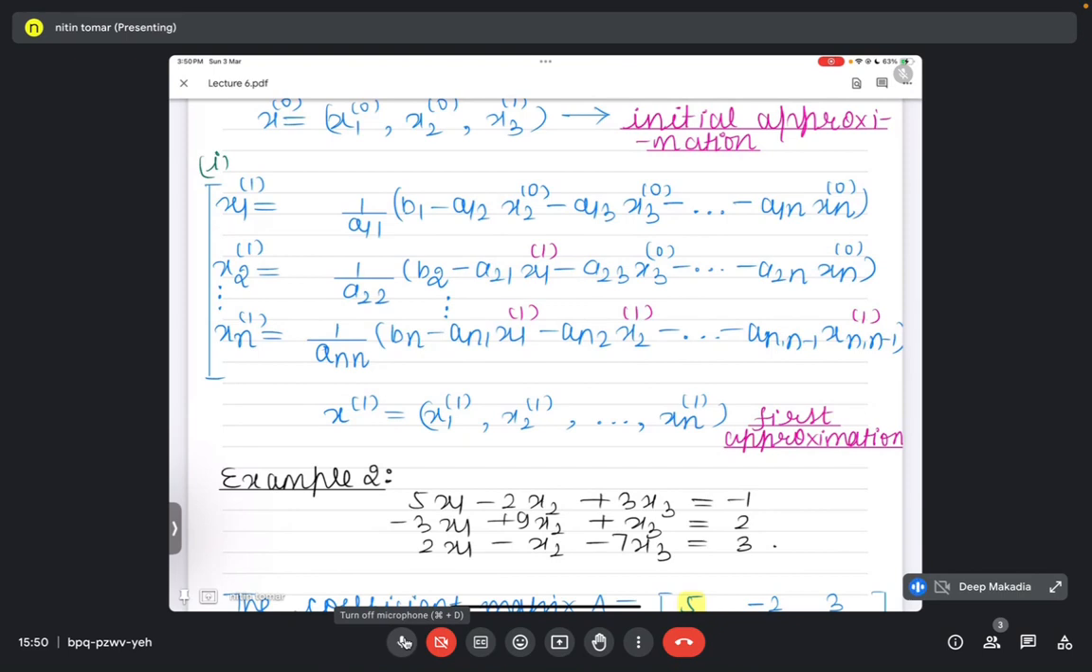Or at least give me three. If four is more, then give me three. Because again we will compare the Gauss Seidel and the Jacobi method. So please.